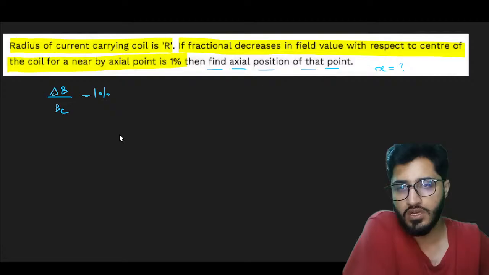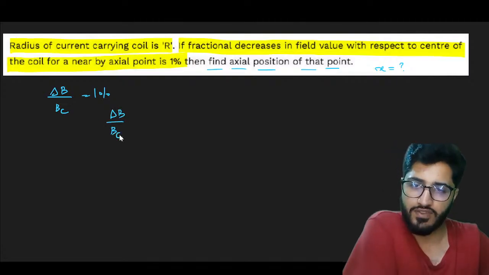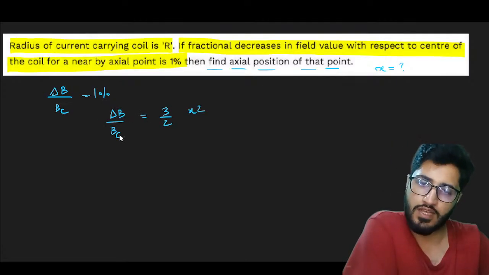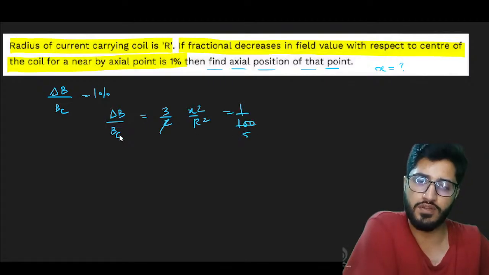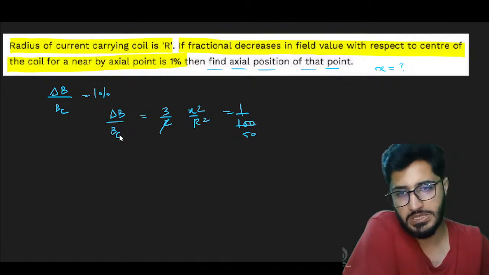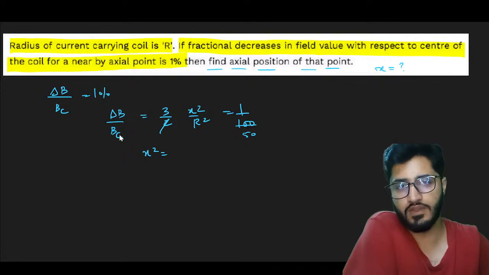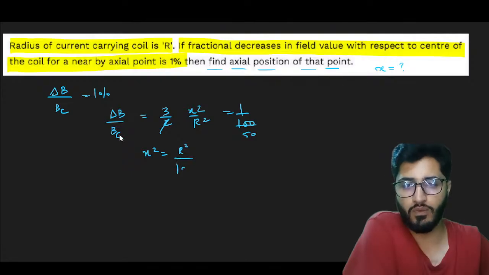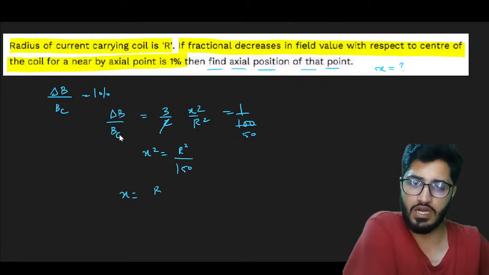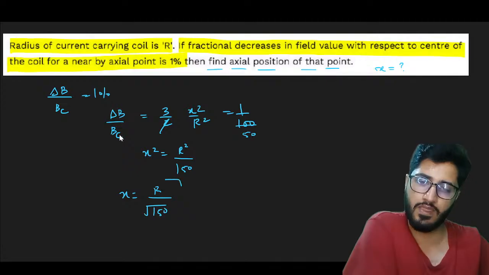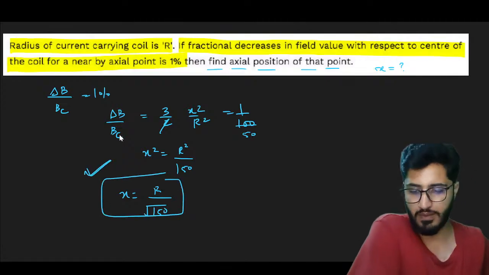So no issue, delta B by BC we concluded is 3 by 2 x square by r square. It is 1%, it is 1 by 100. So x square equals, no, it won't be like this. x square equals r square divided by 150. So x came out to be r divided by under root of 150. This could be my possible answer.